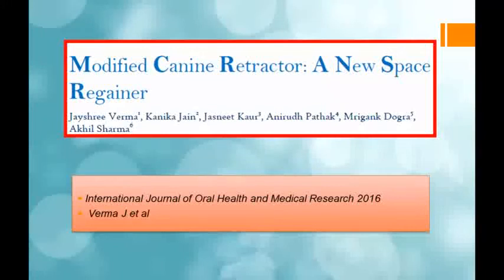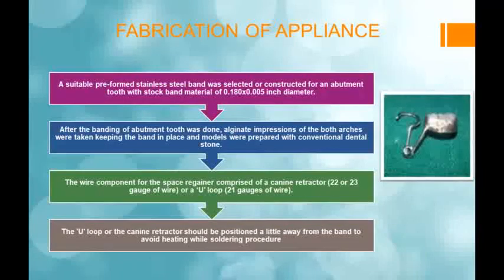Now the modified canine retractor, a new space regainer by Verma J et al. in 2016. They fabricated a regainer in which a suitable pre-formed stainless steel band was selected first, and after banding of the abutment tooth, alginate impressions were made and models were prepared. The wire component of the space regainer comprises the canine retractor or a U-loop, and the U-loop or canine retractor should be positioned a little away from the band so as to avoid hitting while shouldering procedure.